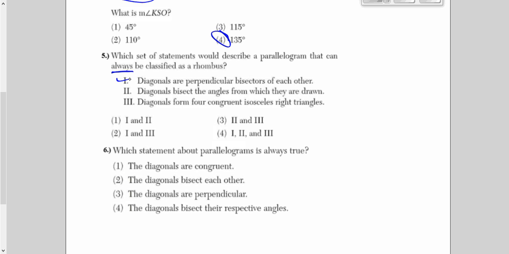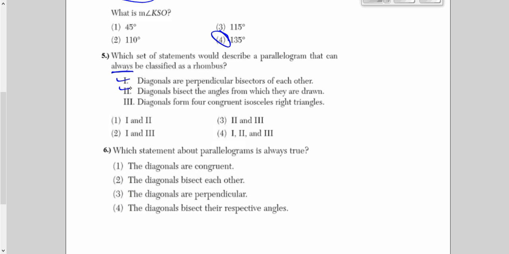Diagonals bisect the angles from which they are drawn. In other words, opposite angles bisect. Look at your rhombus properties. Is that one of them? No? Look again. In a rhombus, it might be worded slightly differently. What's it say? Bisect opposite angles. Same thing as from where they came from, right? That makes sense? So that would make it a rhombus.